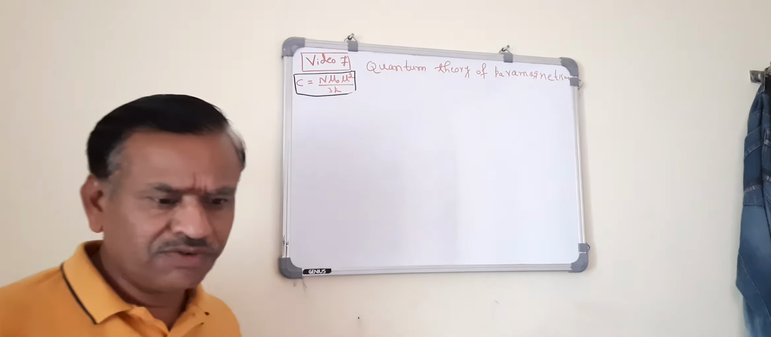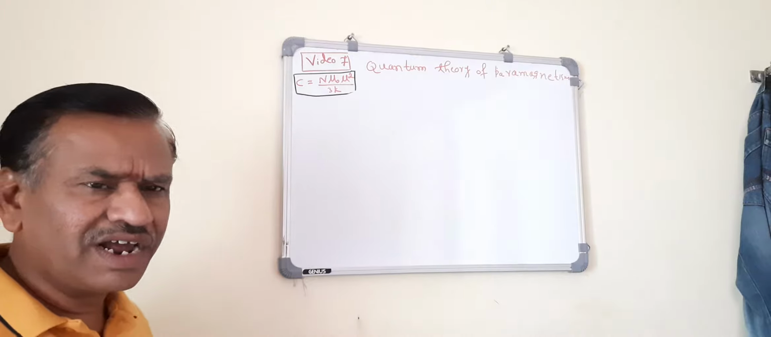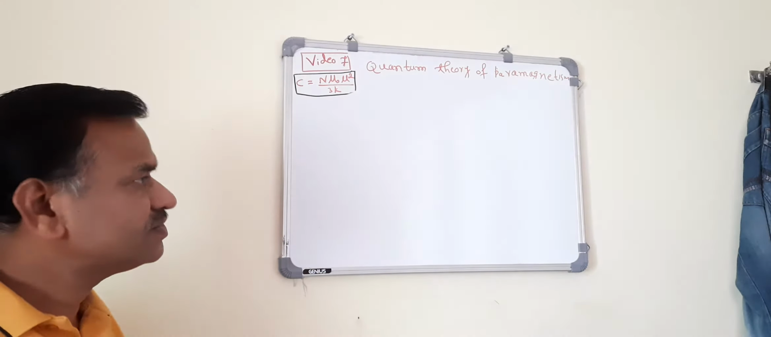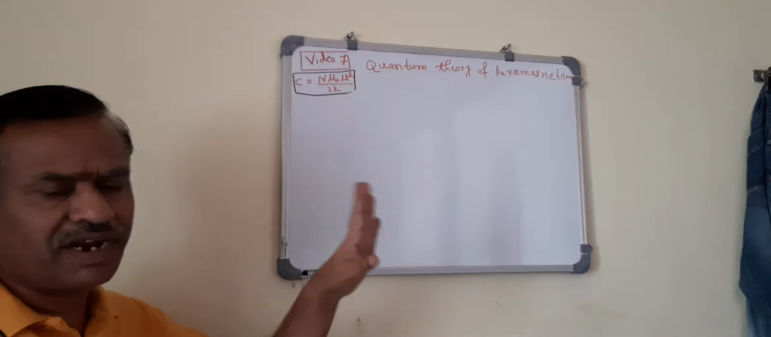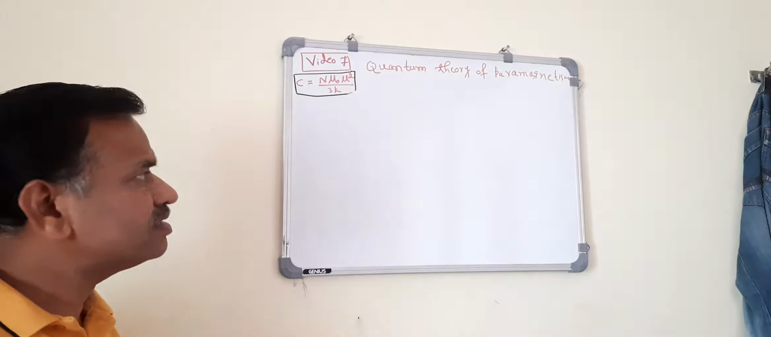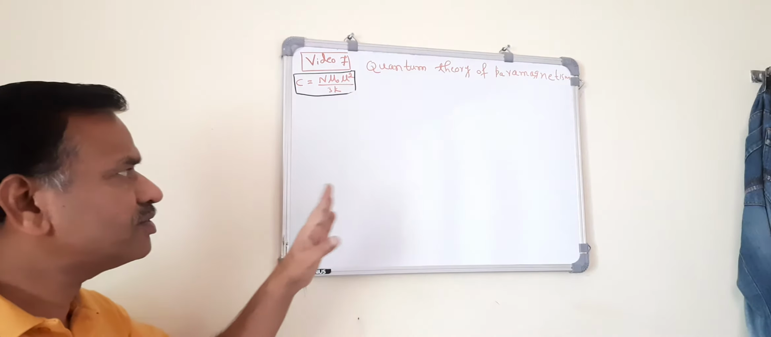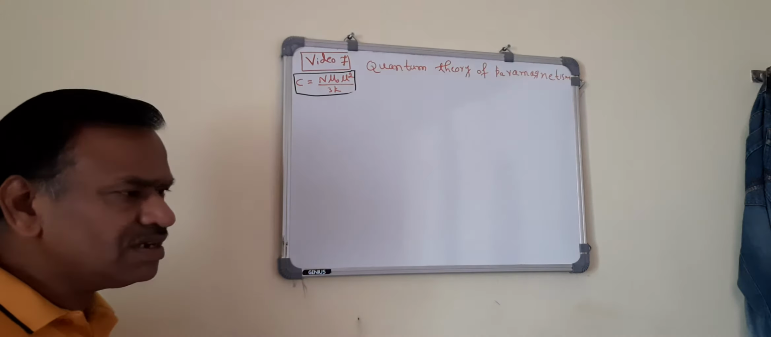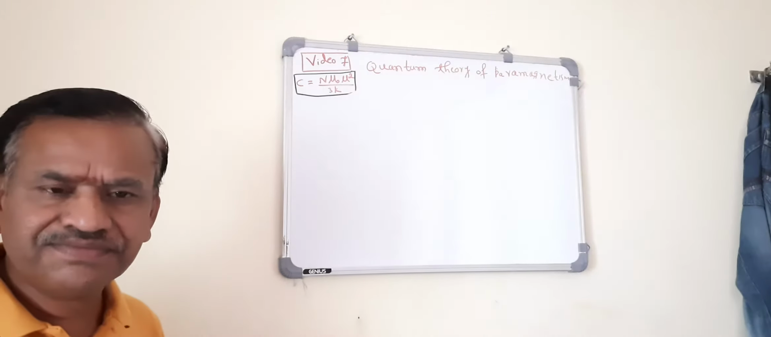Probably in video number 4 or 5, I discussed the classical theory, or Langevin's theory, on paramagnetic materials. But today I am discussing a quantum theory of paramagnetism. Students, this derivation is very important from the point of view of examination. It is a quantum theory. You will ask the question, what is the difference between Langevin's theory and quantum theory?